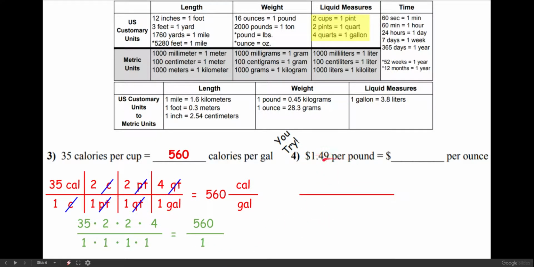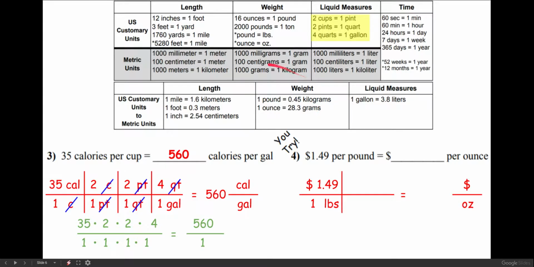Let's go ahead and why don't you try this one? Take a pause on the video and then replay it or play it once you're done. Anyhow, let's do it. 149 per pound, and we want to change it to price per ounce. So we know that it's 149 per 1 pound, and the cost is good, but we need to change the pounds to ounces.